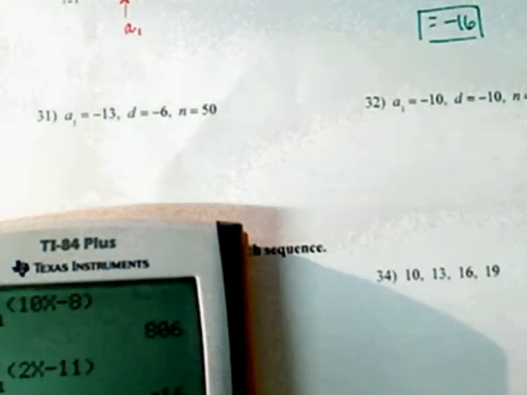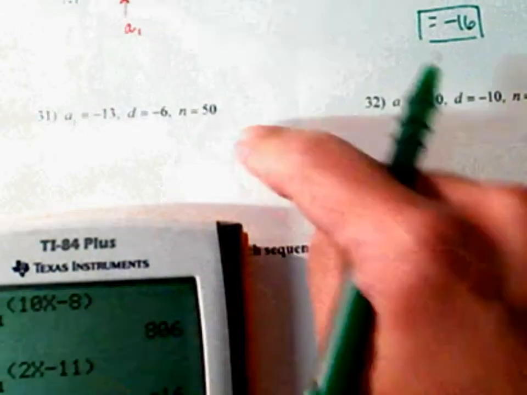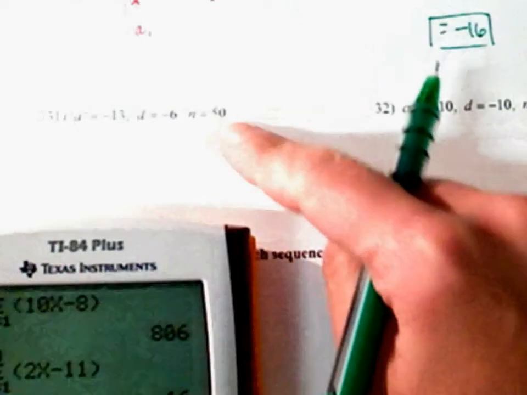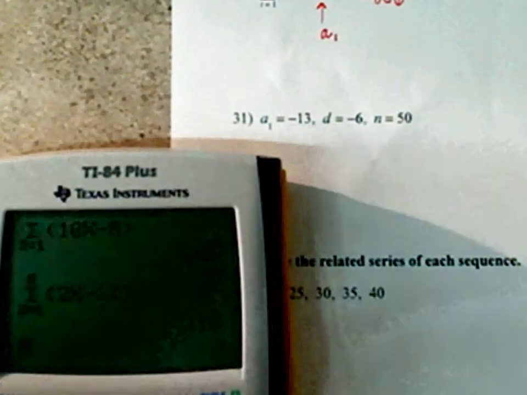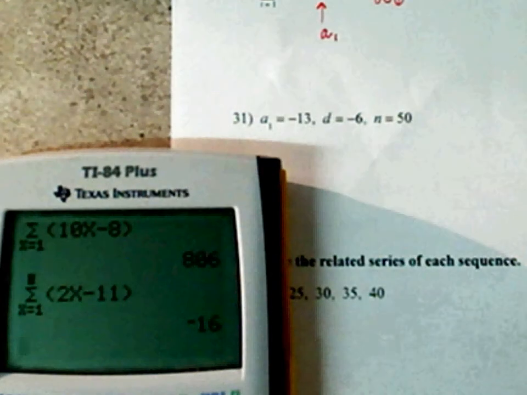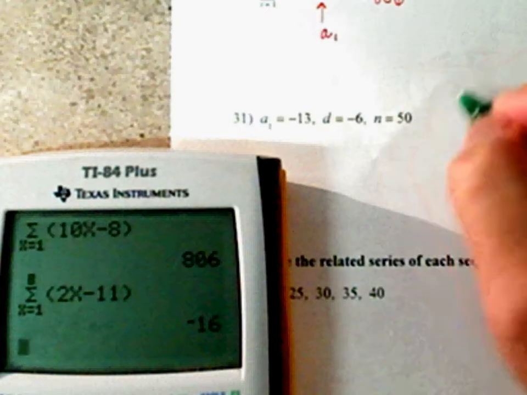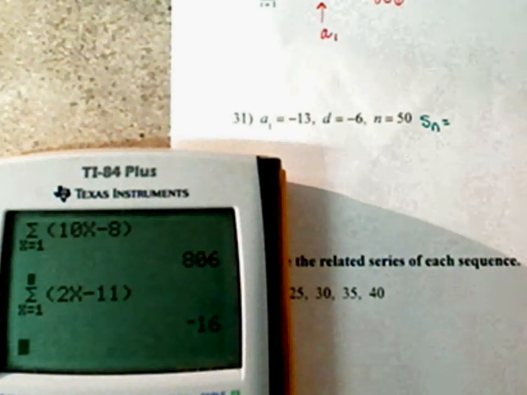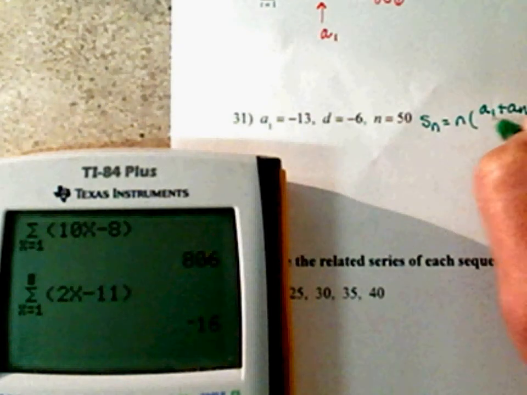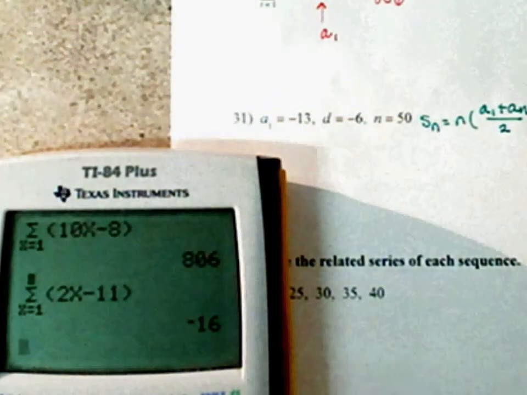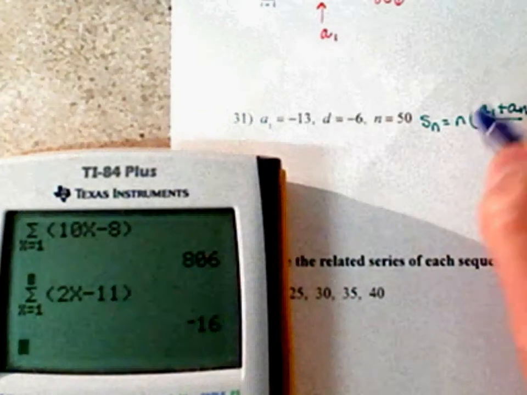On number 31, all right, you are to evaluate 50 terms. Now, this is the reason you want to use the calculator or the formula, because I don't want to add all the way up to there. It is an arithmetic series, so that formula is S of n is equal to n times a of 1 plus a of n, divided by 2. Okay? So before you start, you know what your n is.